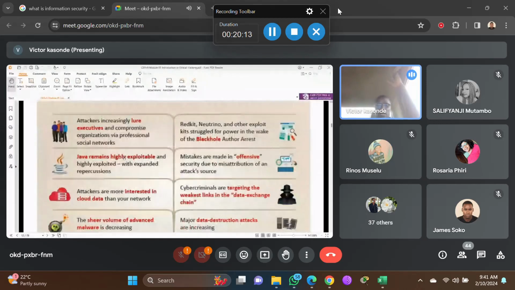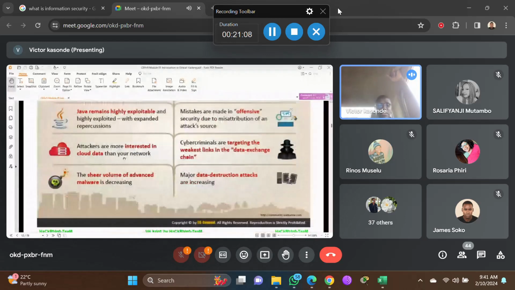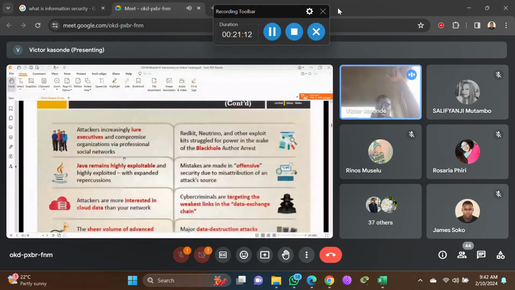Okay, so we have Java exploits and so on. Another thing, attackers are more interested in crown data than your network. They are so much interested in what? In data. Data is very, very important. They are more interested in crown data, that data which you have hidden, that data which you have put somewhere. So they get that information and use it to harm the mine. So we have a share volume of advanced malware. Anyway, this is just history also. It's not so much.